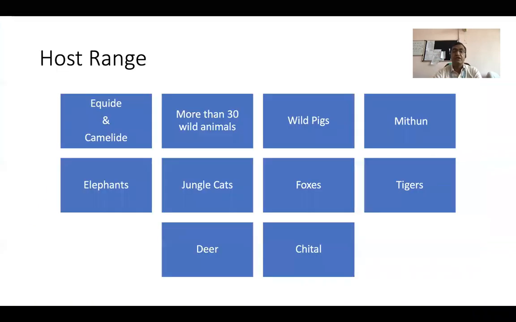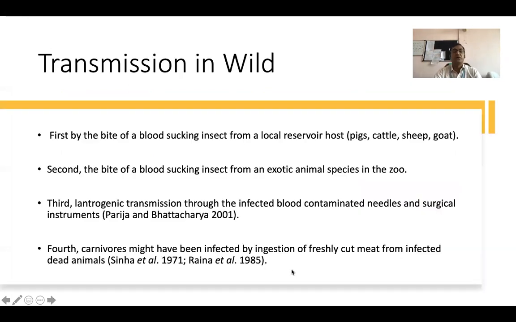And you see the host range, equid, and really this is a disease of equines and camels, Equidae and Camelidae. But it is reported in more than 13 wild animals, including the pigs, the mithun, the tiger, the foxes, the jungle cat, the elephant, the deer, and the cheetah. These are some of the reported data I have brought here because it is very, very difficult to get all this data in a single book. And we have to talk with the reference, with the paper. So these are some of the papers, some of the collection we have done.